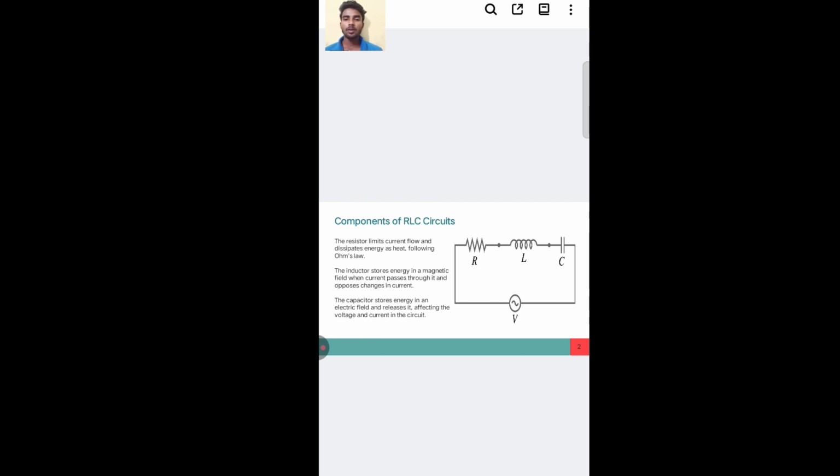Components of RLC circuits: the resistor limits current flow and dissipates energy, following Ohm's law. The inductor stores energy in a magnetic field when current passes through it and opposes changes in current. The capacitor stores energy in an electric field and releases it, affecting the voltage and current in the system.